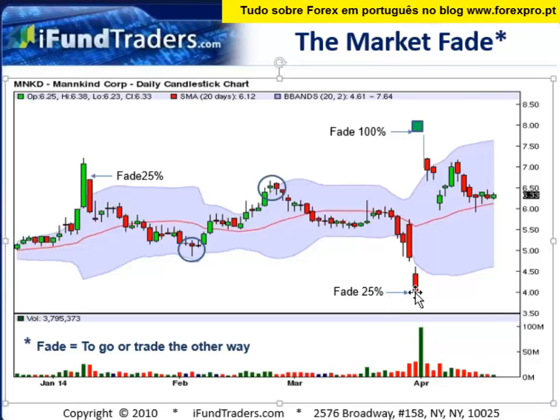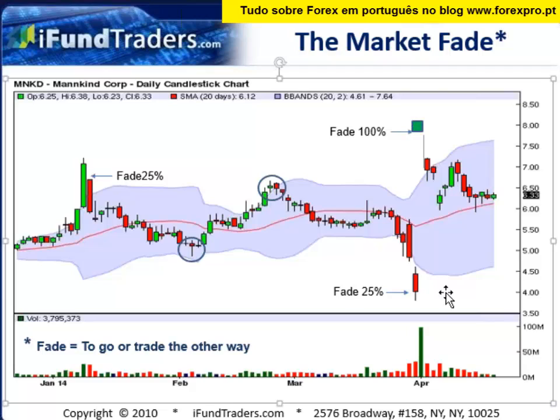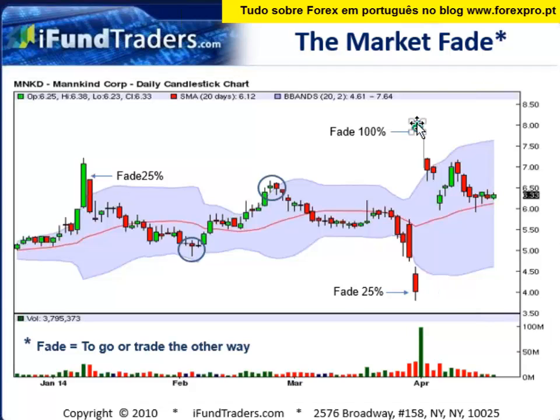Now I told you I like the ones that come from the extreme low to get outside, and the ones that go from the extreme high to get below. All right, but here's this little bit of green. You can't do a 25% retracement on this little green. You have to do a 100% retracement. When all the green outside of the Bollinger Band disappears, I fade in short.